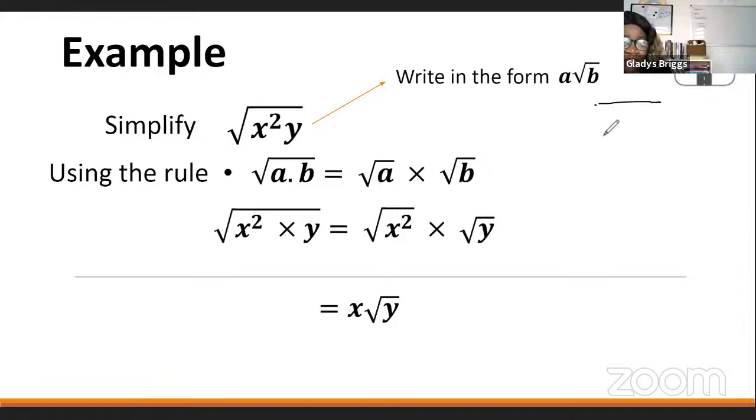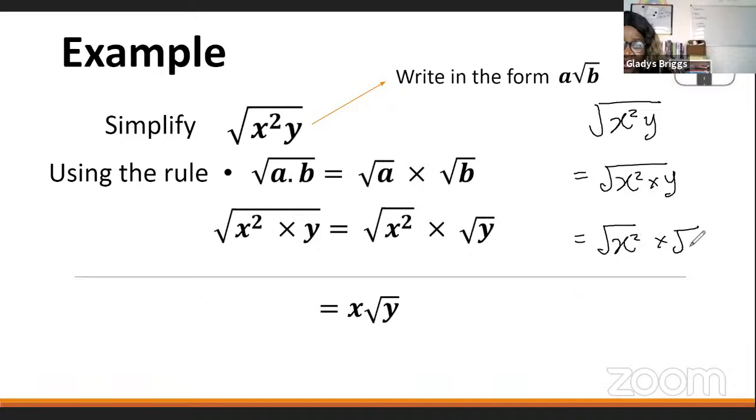If it says to simplify the square root of x squared y, then we can write it as the square root of x squared times y. The square root of x squared times y can be written as the square root of x squared times the square root of y. And of course, the square root can cancel the square, and then we will have x root y. Okay, so that's how you do it. Write that one down.